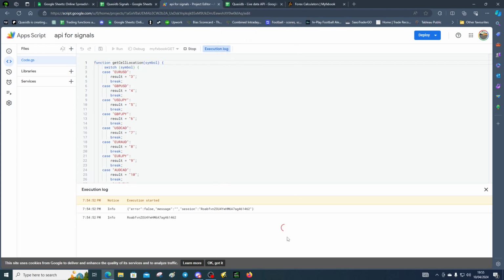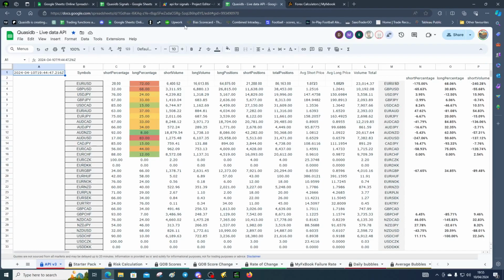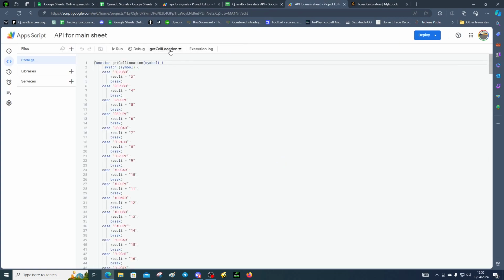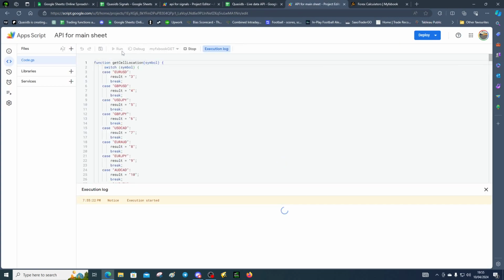So to think about it, say this does take a long time. We come to the live data, app script, API, and then we're going to go to the myfxbook. We're going to run. It might error. No, it doesn't. That's cool. And that's the API bit done.